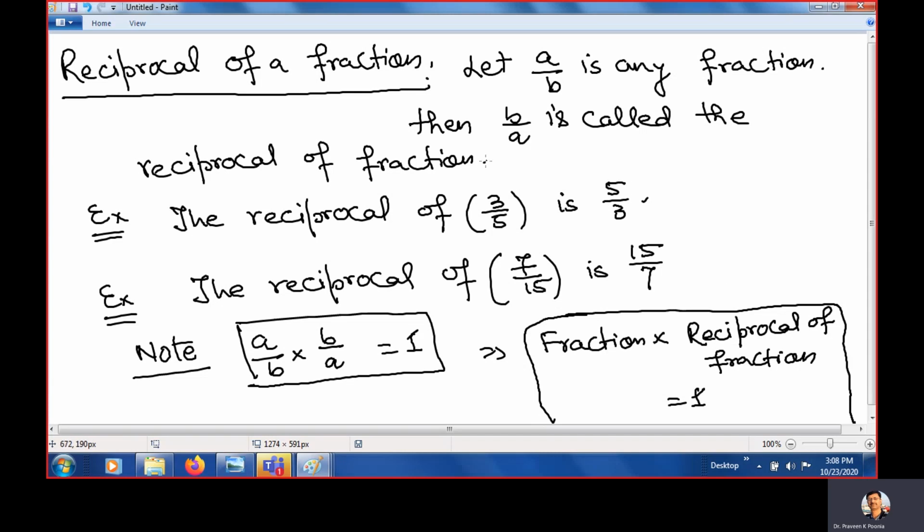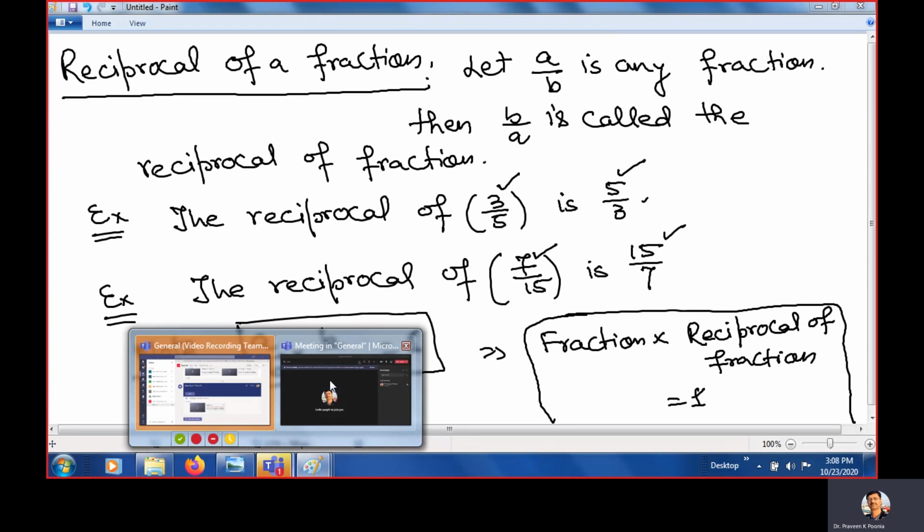And one more thing I want to tell you here: this is a proper fraction, but if you take the reciprocal of it, it changes into an improper fraction. Same here, this is a proper fraction and it changes into an improper fraction. In the same way, the reciprocal of an improper fraction changes into a proper fraction.